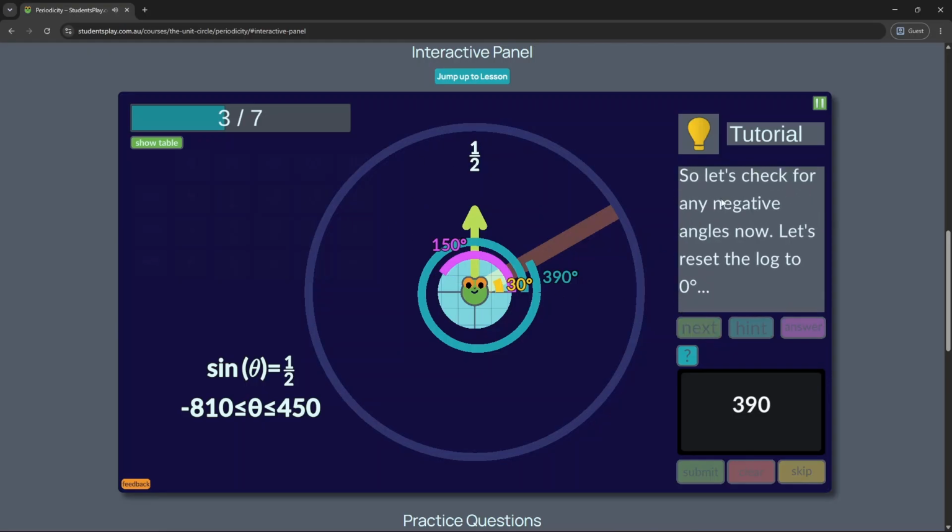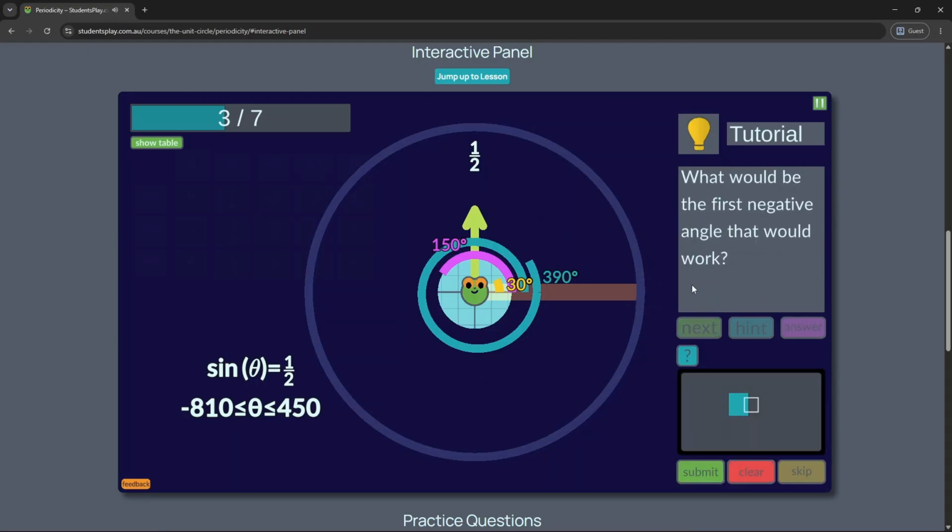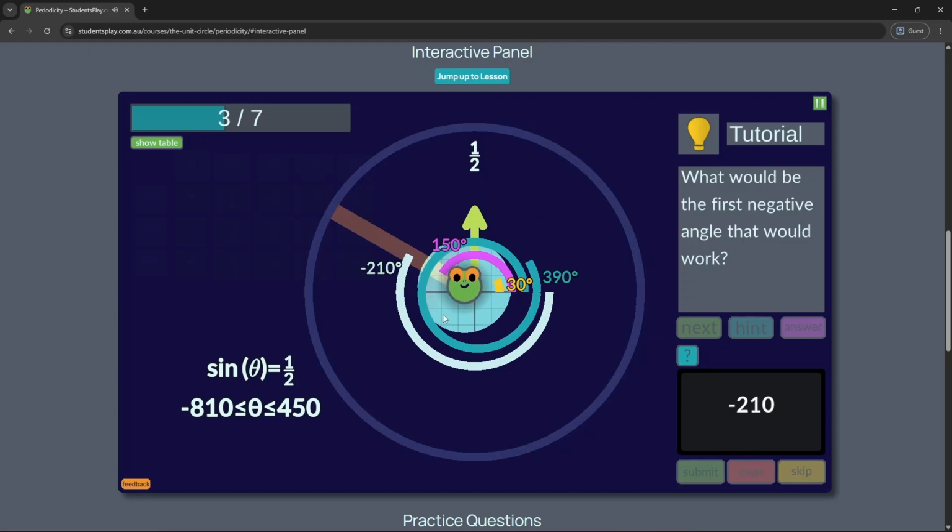So, all right, let's check for negative angles now. Let's reset the log to 0. What would be the first negative angle that would work? We have to go all the way around to here and involve a 30, so 180, and then extra 30, 210, and negative 210. Okay, nice.